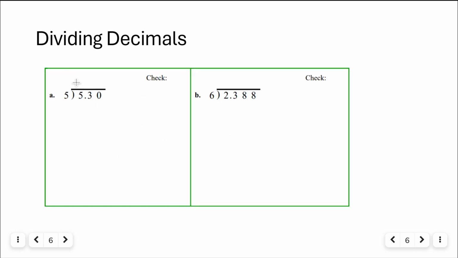Okay, let's try 5 into 5.3. All right, so 5 goes into 5 one time. 5. 5 minus 5 is 0. Bring down the 3. Okay, now I'm going to put up my decimal there. 5 does not go into 3. 0 times. 3. Bring down the 0. 5 goes into 30 6 times. 6 times 5 is 30. No remainder. 1.06.